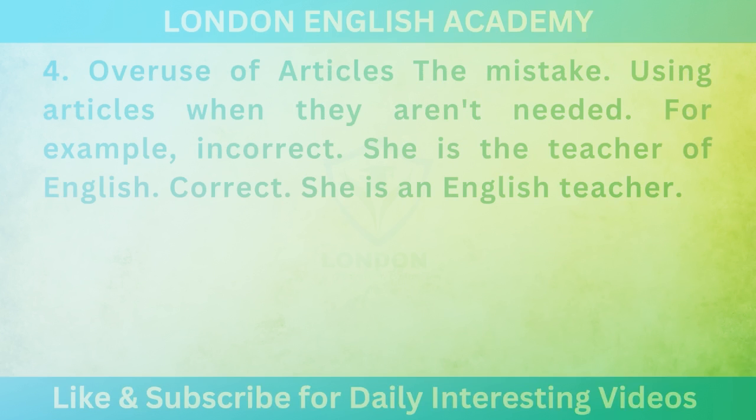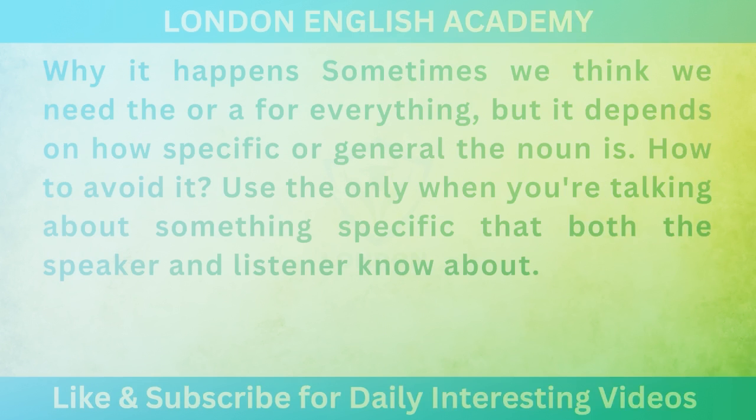4. Overuse of articles. The mistake. Using articles when they aren't needed. For example, incorrect. She is the teacher of English. Correct. She is an English teacher. Why it happens. Sometimes we think we need the or a for everything, but it depends on how specific or general the noun is. How to avoid it. Use the only when you're talking about something specific that both the speaker and listener know about.